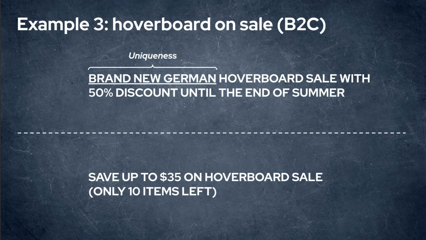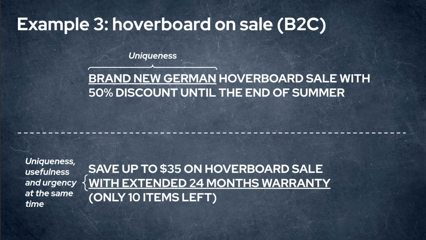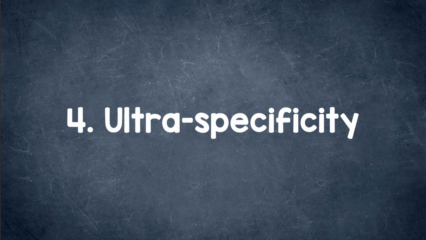Or we can add a company benefit as an additional usefulness, urgency, and uniqueness at the same time. Save up to $35 on hoverboard sale with extended 24 months warranty. Only 10 items left.